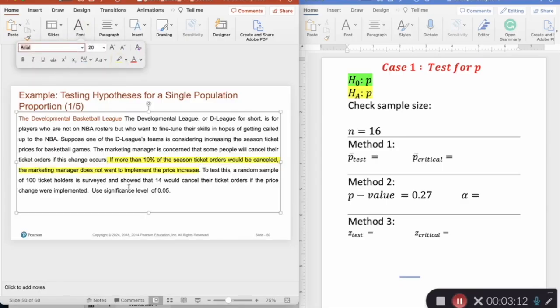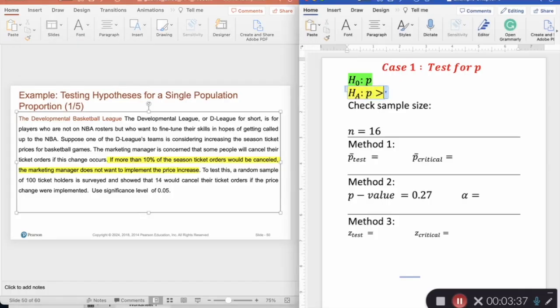To test this, a random sample of 100 ticket holders is surveyed. So the marketing manager is concerned that some people will cancel their ticket orders if the change occurs. What is the change? If more than 10% of the ticket orders would be canceled, this is our alternative hypothesis: if p is greater than 10%. If p is less than or equal to 10%, nothing is going to happen.